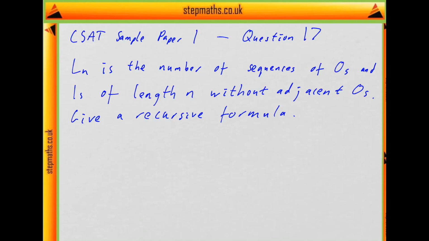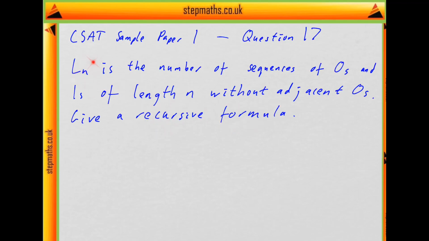This is question 17 from the first CSAT sample paper. So we're told that ln is the number of sequences of zeros and ones of length n without adjacent zeros. It can have 2 or 3 or 4 or however many ones next to each other, but it can't have any number of zeros next to each other. And we're asked to give a recursive formula for it.